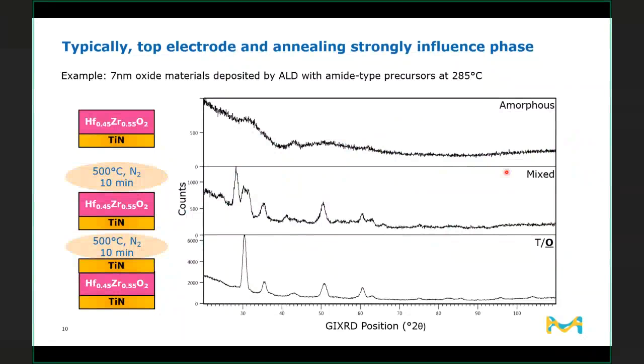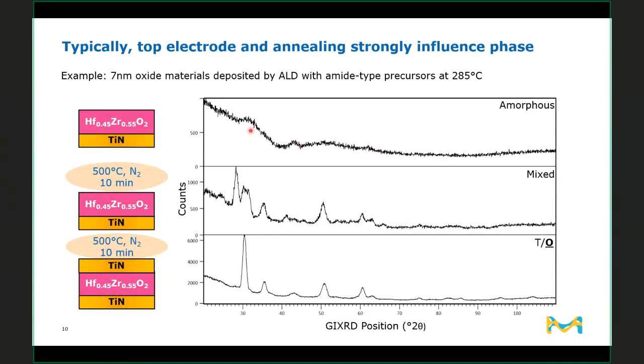So one of the things that has been observed for a long time in this field is that the top electrode and annealing strongly influence the phase. And here's an example of some films that we grew at Intermolecular. Again, so if we start with a titanium nitride bottom electrode and this about 50-50 mix of hafnium and zirconium oxide, as deposited at 285 degrees C using standard amide type precursors, which are very traditional precursors used for atomic layer deposition, we actually see a very amorphous signal. So you see here that there are no peaks in this XRD pattern, and that means that there are no long-range ordered atoms in the structure.